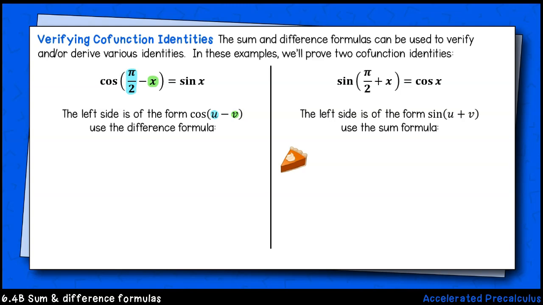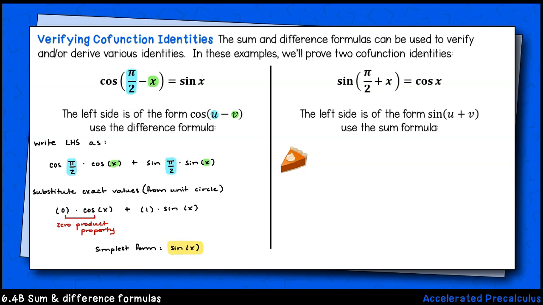So, on the left, we have cosine of pi over 2 minus x equals sine of x. We're going to use the difference formula for cosine to show this. Notice how the left-hand side already takes the form of cosine of u minus v, so we'll just expand this on the left side using the difference formula.